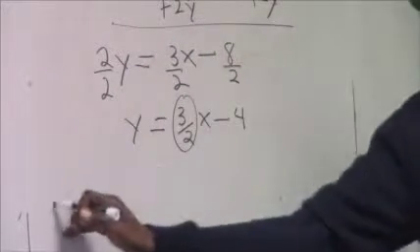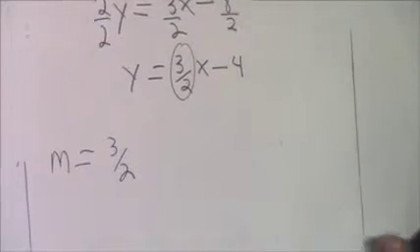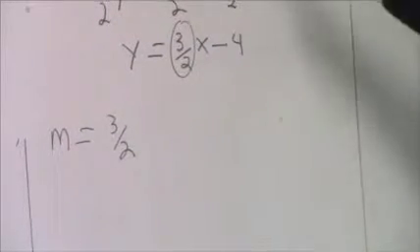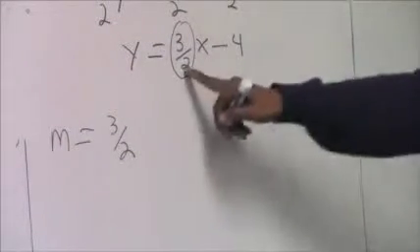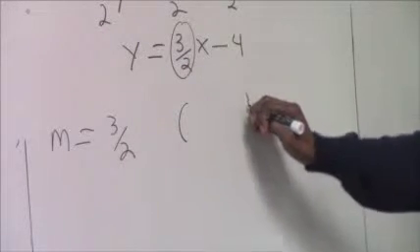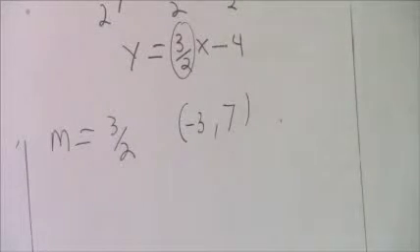So the gradient here is m equals 3 over what? 2. Because my new line is parallel to this line, the slope, the gradient of my new line must be the same as this. So the gradient must be the same. Then I must use the point that is given to me, which is negative 3, 7, and then I can find my b to be able to write this.